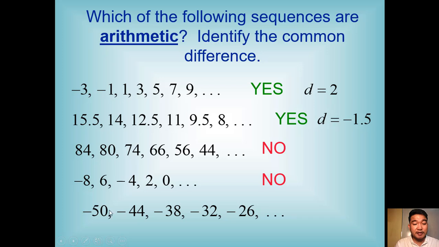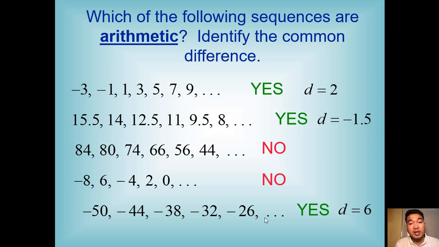How about negative 50, negative 44, negative 38, negative 32, negative 26, and so on? Negative 44 minus negative 50 is 6. Negative 38 minus negative 44 is also 6. Negative 32 minus negative 38 is equal to 6. And negative 26 minus negative 32 is also equal to 6. So the answer here is yes. It is an example of an arithmetic sequence with a common difference of 6.